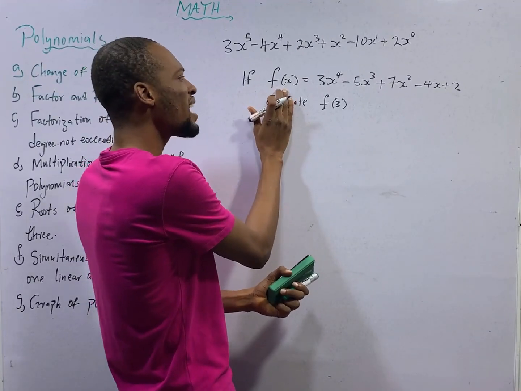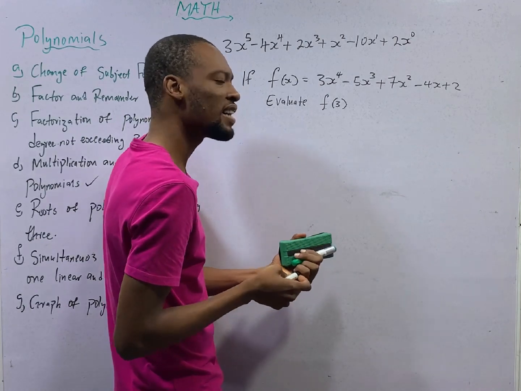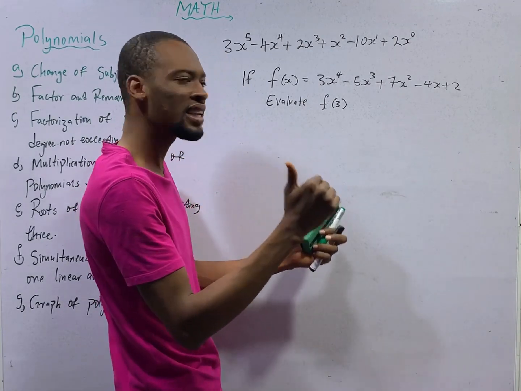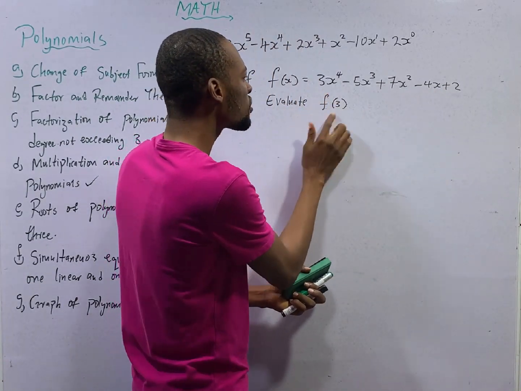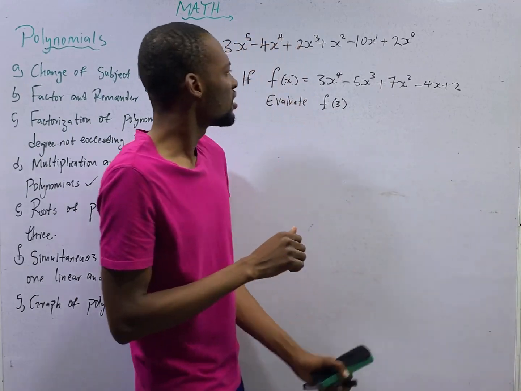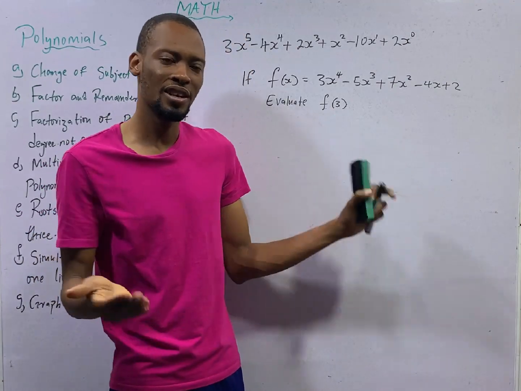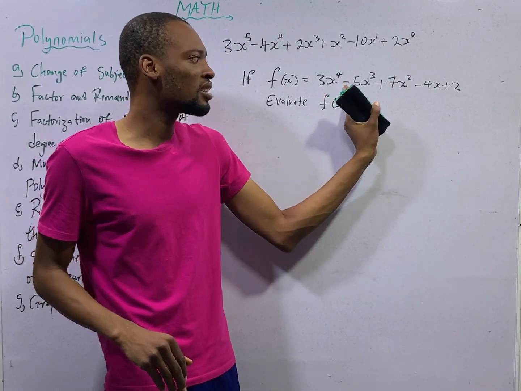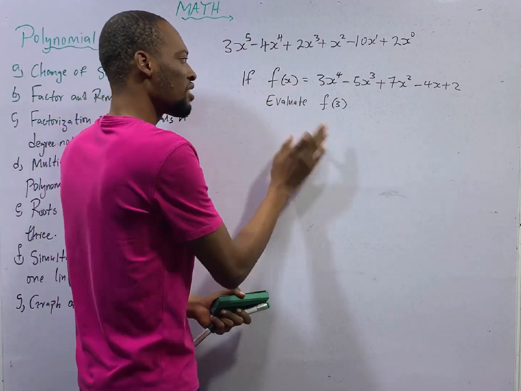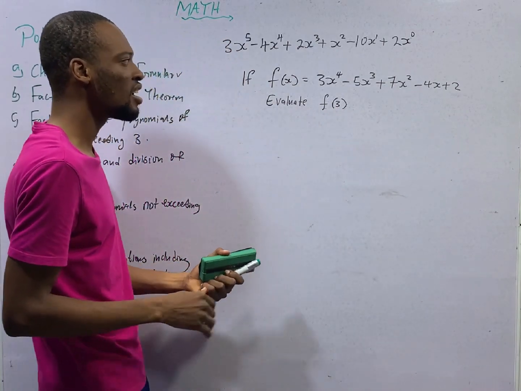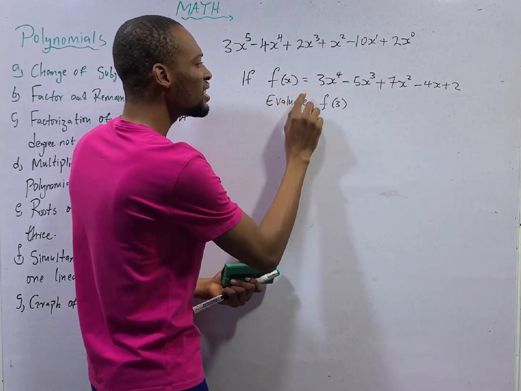If we have function of s is equals 3s raised to the power of 4 minus 5s raised to the power of 3 minus 7s raised to the power of 2 minus 4s plus 2. Evaluate function of 3. This is function of s, and we are asked to look for function of 3. By the way, the degree of this polynomial is 4. Anytime you see something like this, function of this is this, find the function of this, it simply means that anywhere you see s, put 3. Because here it's in terms of s. Now they are saying in terms of 3.